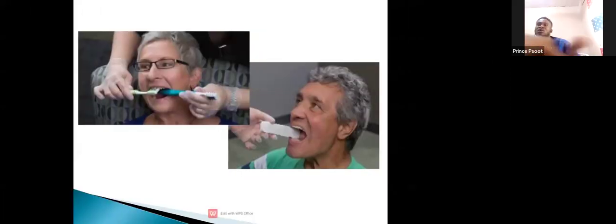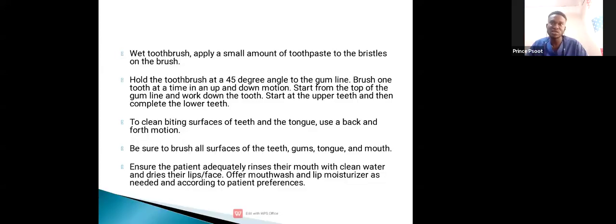And this is an example of those that can be assisted. So wet your toothbrush and apply a small amount of toothpaste to the bristles on the brush. Hold the toothbrush at about a 30-45 degree angle to the gum line. Brush one tooth at a time in an up and down motion.